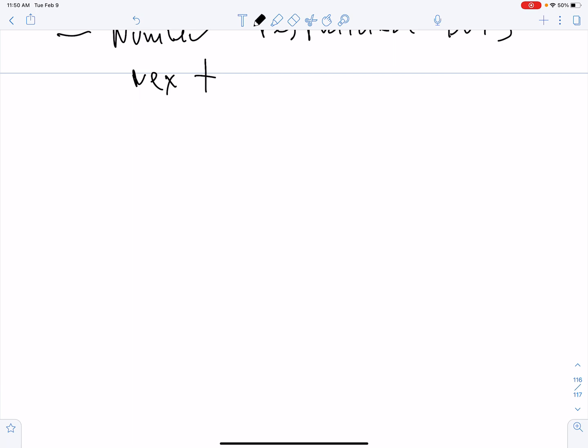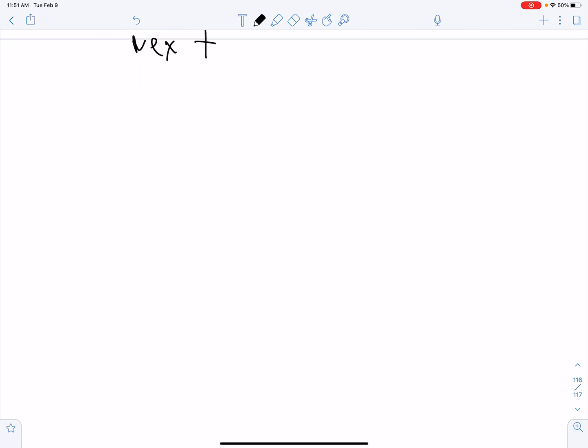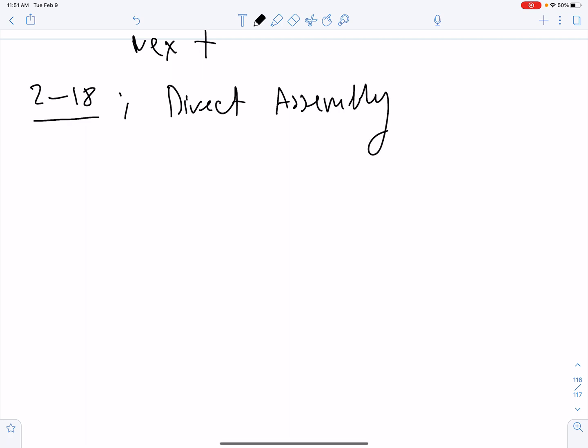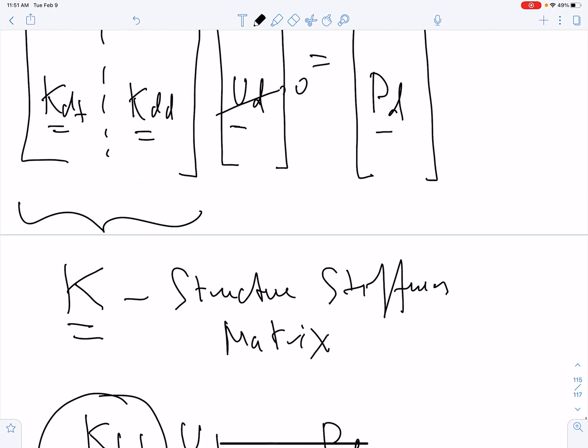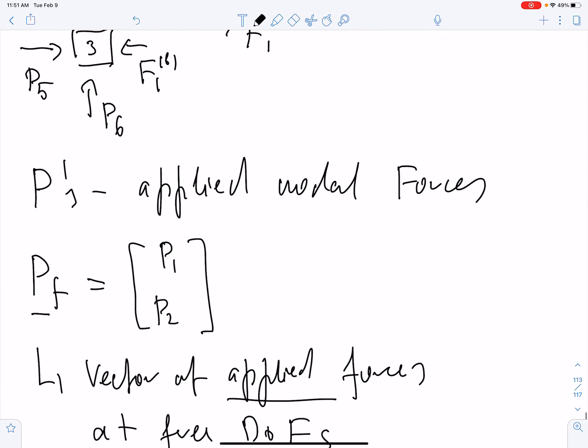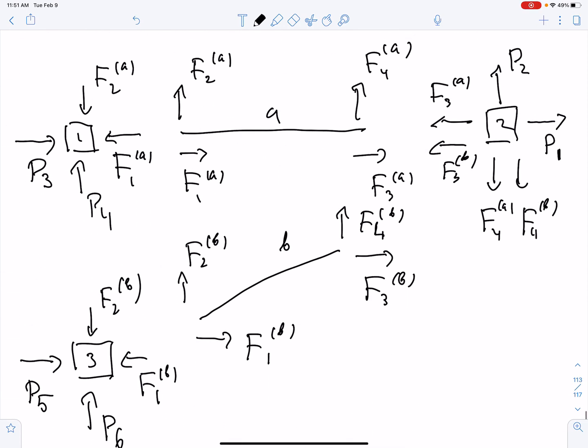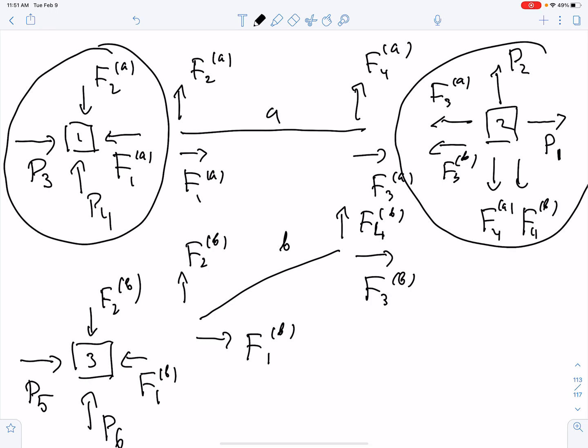Okay. Now I want to move to the next topic, and we're at page 218 of the notes, and we'll look at direct assembly. So basically I want to take you through the process that shows you how to construct the structure stiffness matrix. The first thing I want to look at is the picture that we drew during the previous lecture, which is right here. And I will focus on each one of the nodes, 1, 2, and 3.